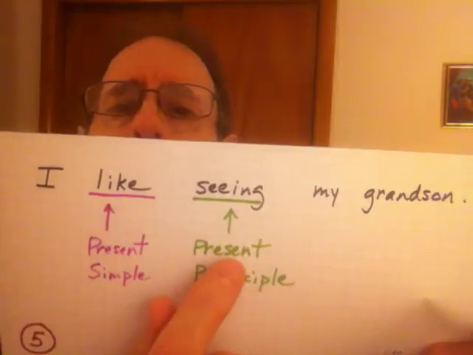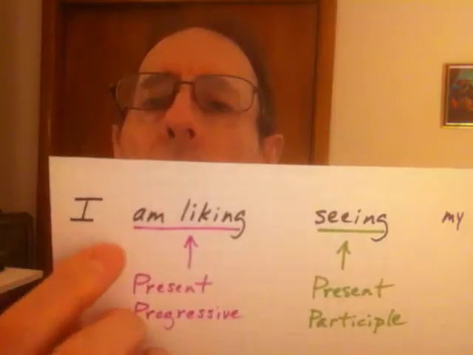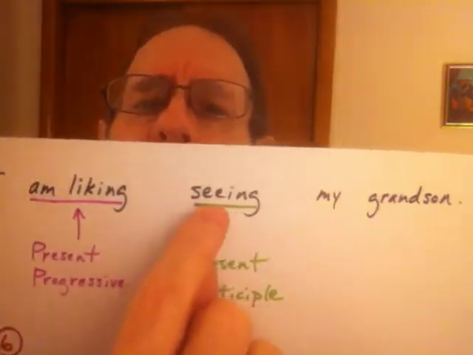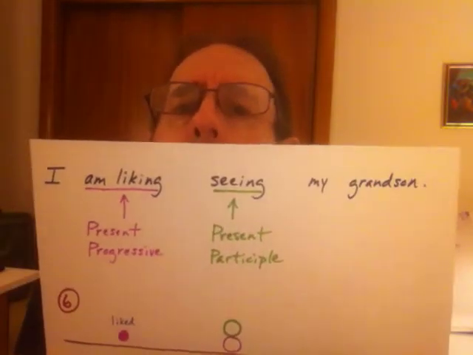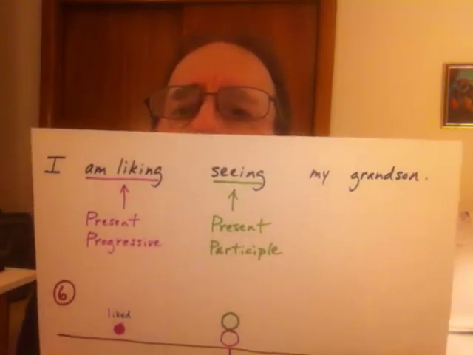Now, here's another strange one here. Okay, now here, remember I showed you it's not an infinitive. I showed you a present participle so we could compare that with the infinitives. So allow me to show another one just to compare, all right? I am liking seeing my grandson.